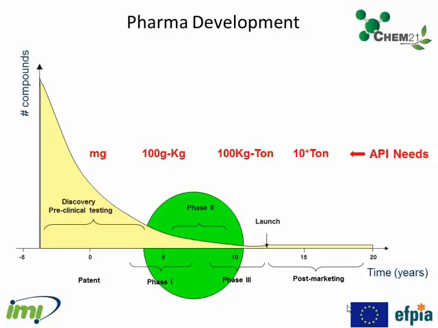Because at the stage of phase 3, the process has to be ready to start registration batches, validation batches, and transfer to production, meaning that it has to be locked quite some time before the compound will actually be launched. However, in certain cases there is still the opportunity to change the process post-launch, to redevelop it, and to come with what we call a second generation process.